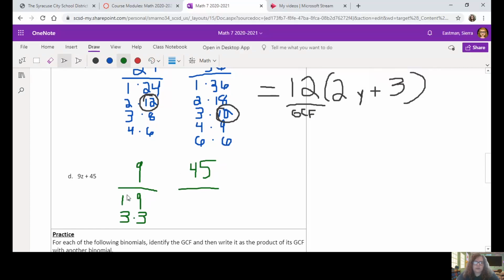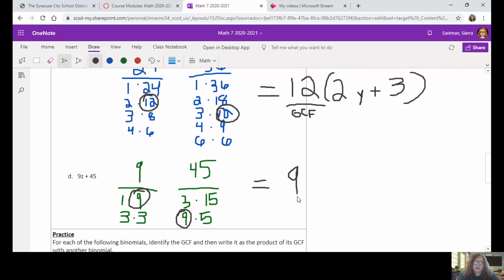45 uses some of those same factors. We could say 1 and 45, but I don't think that will be our answer there. We could say 3 and 15. And we could say 9 and 5. Double check which one is our biggest common factor that they share. And then we're going to go ahead and write that answer.